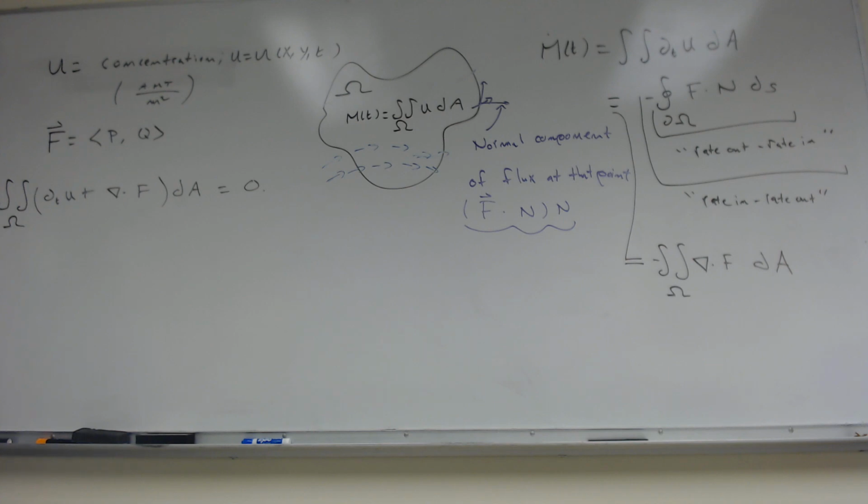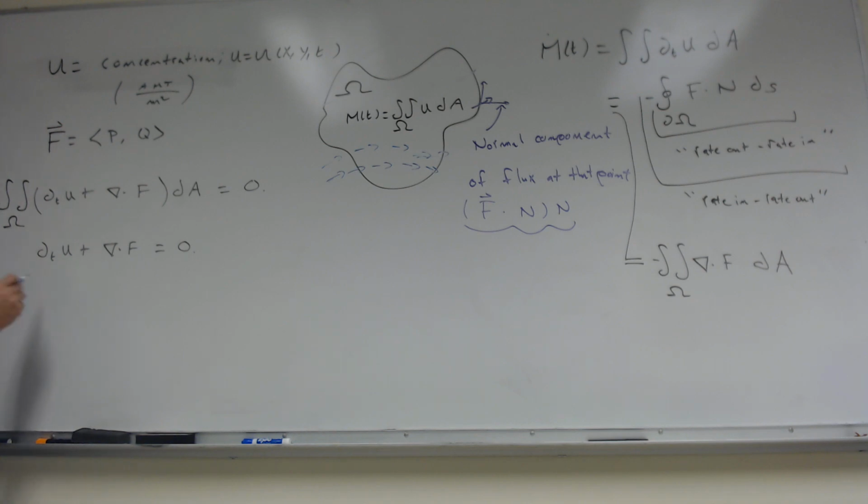So for any quantity that satisfies a conservation law, so basically anything, there's no sources or sinks, this is true for any domain omega, and since this integral is equal to 0 for all domains, it means that the integrand is equal to 0. So the t derivative of u plus the divergence of F is equal to 0. It doesn't matter what u is, as long as it's a conserved quantity, it satisfies this.